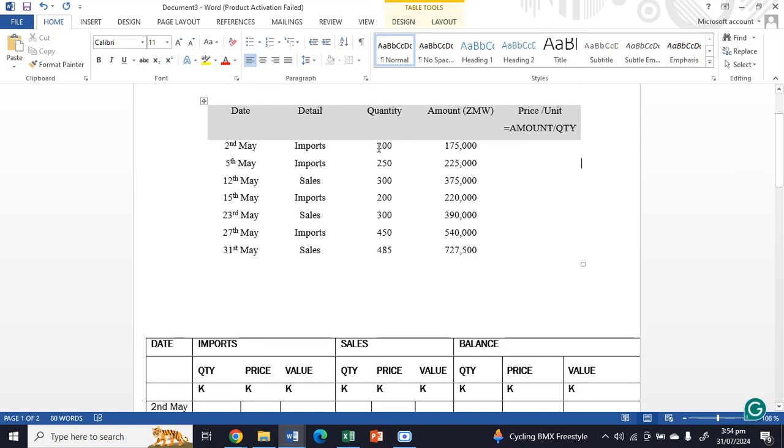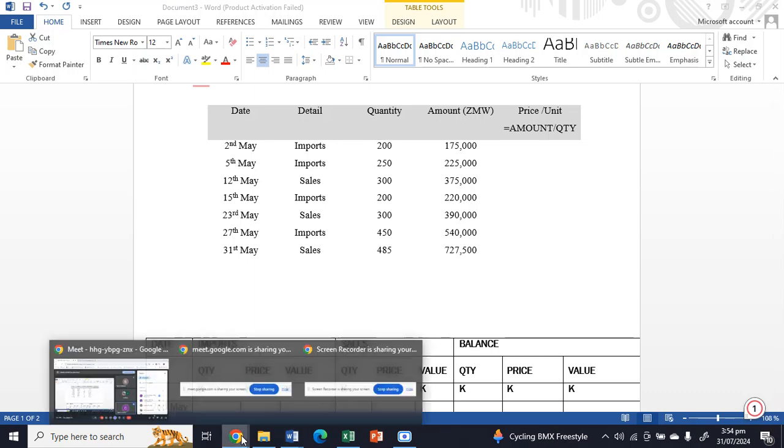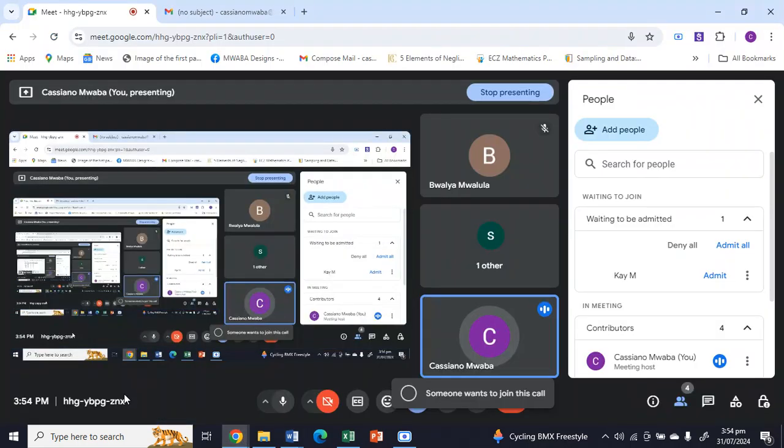So for these imports, which were 200, the total cost was 175,000. The price per unit, we just divide the amount by the quantity. So 175,000 divided by 200.